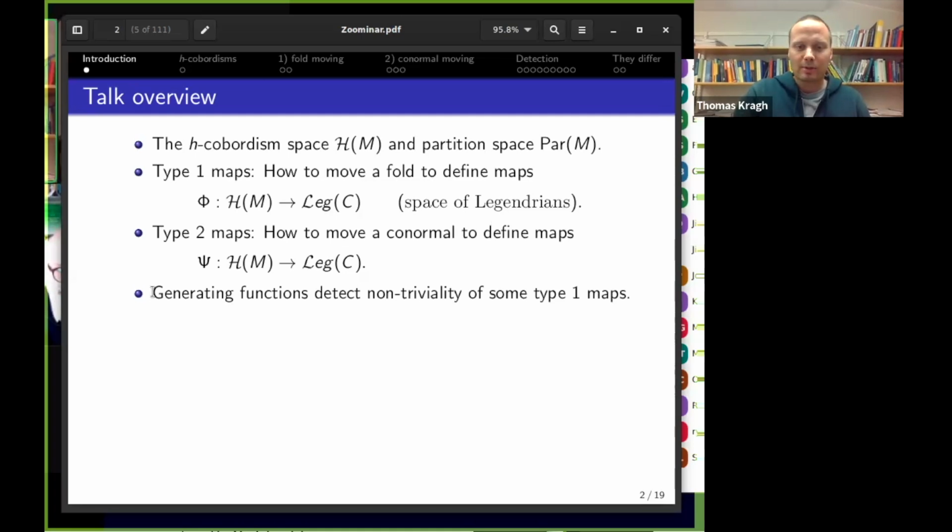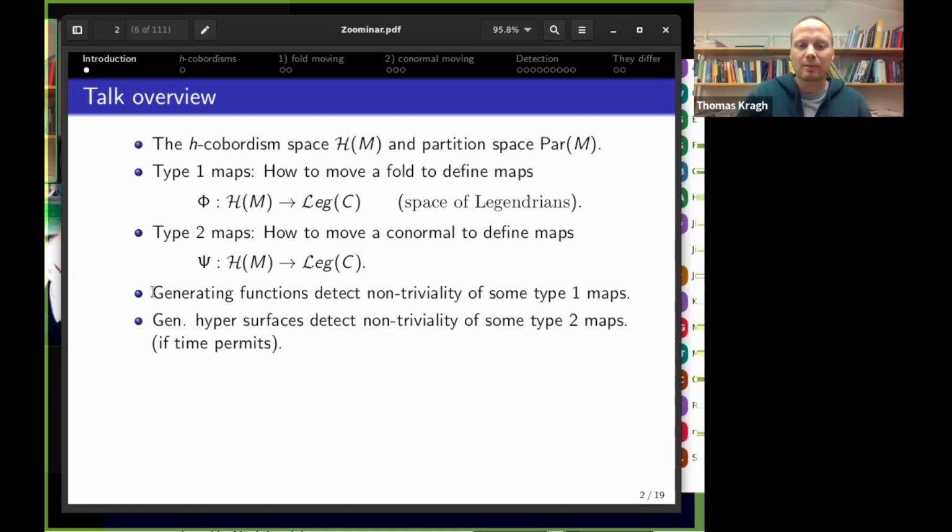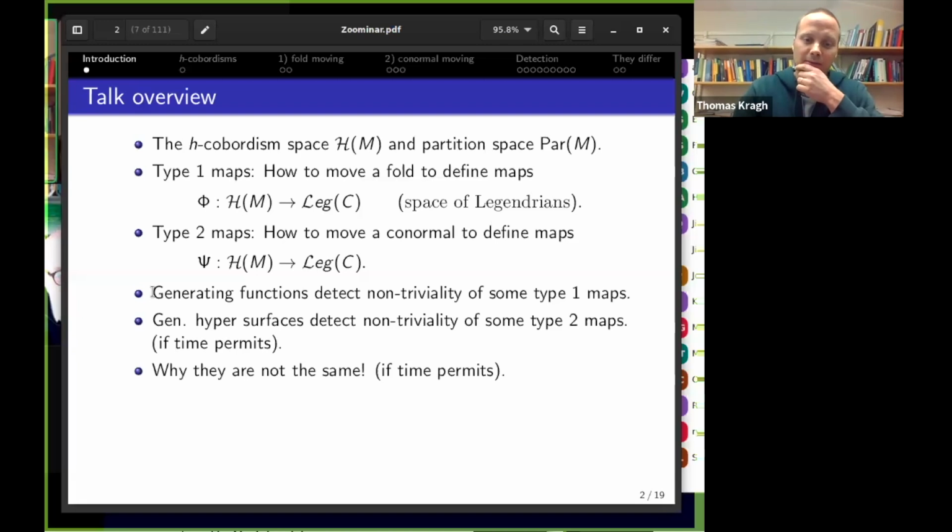That's for the type 1 maps. For the type 2 maps, we're going to need something slightly more general than generating functions, which is called generating hypersurfaces. At this point, I don't know if I will get that far, but if time permits, maybe I will. And in the very end, if I have more time than I thought, I'm going to describe an argument for why they're not the same, meaning that they actually define complementary homotopy groups inside spaces of Legendrians in some cases.